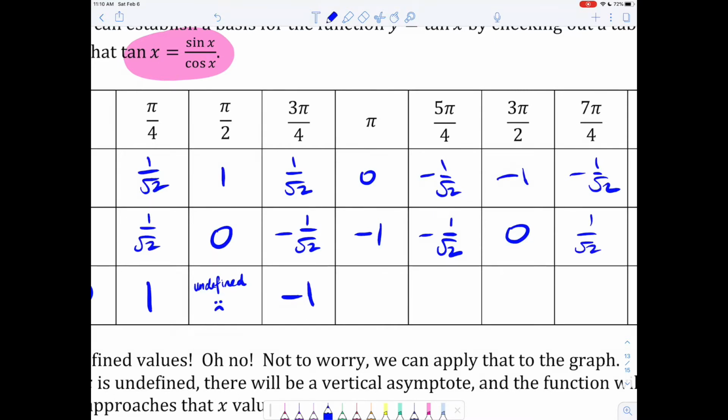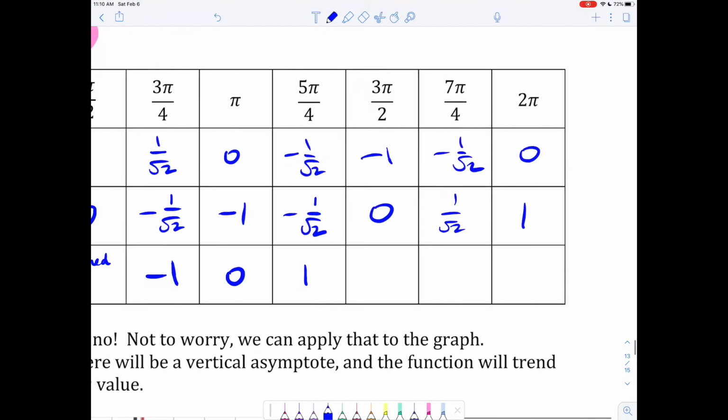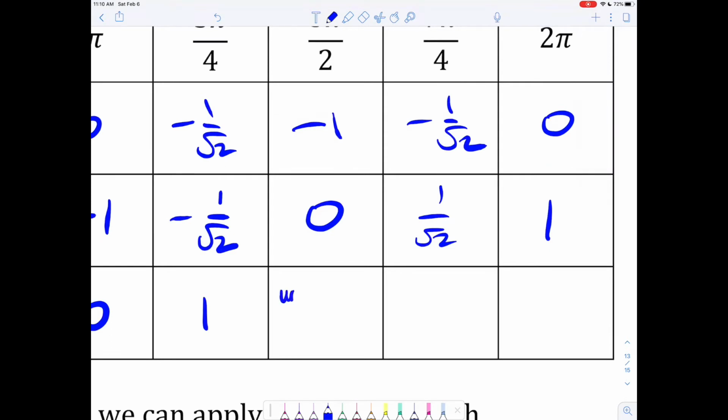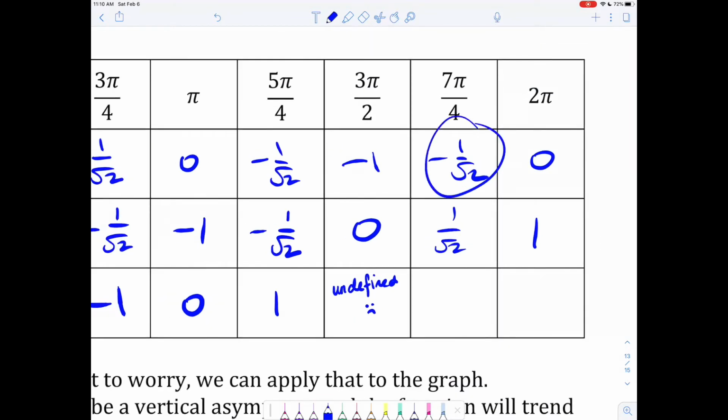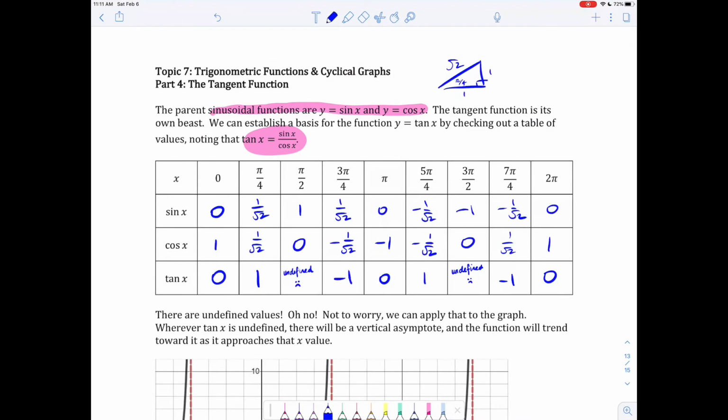0 divided by negative 1 is 0 again. Something divided by itself is 1. Negative 1 divided by 0. Whoa! That was scary. But no, we cannot divide by 0. So this is also undefined. And then the negative of something divided by that thing is a negative 1, and 0 divided by 1 is 0. So this is how a pattern emerges for the graph of y equals tan x.